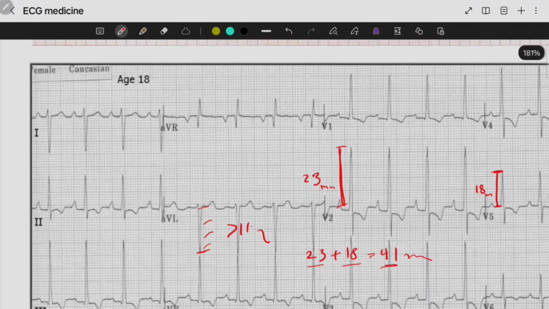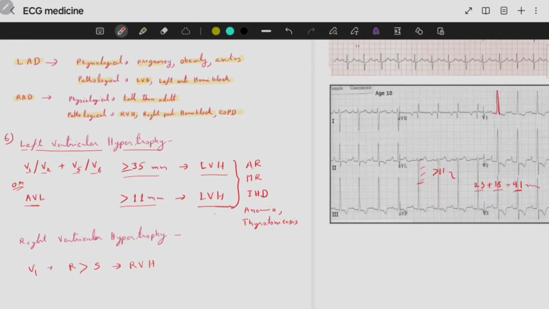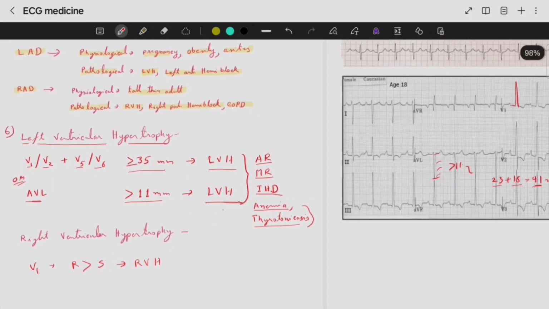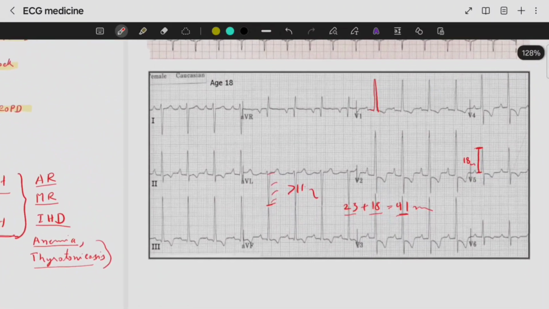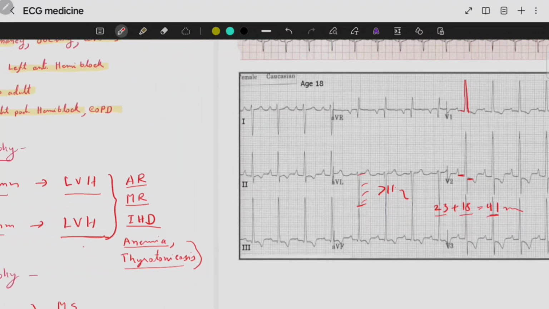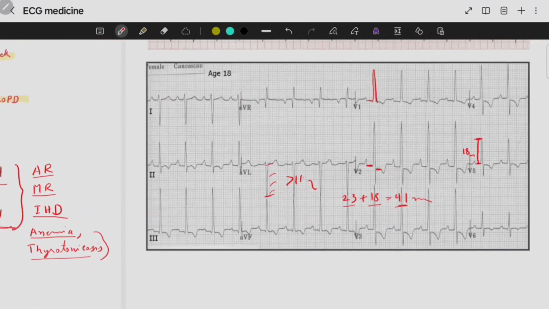This ECG also has right ventricular hypertrophy as well as left ventricular hypertrophy. So what are the causes of left ventricular hypertrophy? AR meaning aortic regurgitation, MR meaning mitral regurgitation, ischemic heart disease, and anemia and thyrotoxicosis, like hyperkinetic circulatory state. The causes of right ventricular hypertrophy are MS and pulmonary hypertension. One more thing: see in this ECG there is ST depression. LVH with ST depression means this is a case of chronic hypertension.